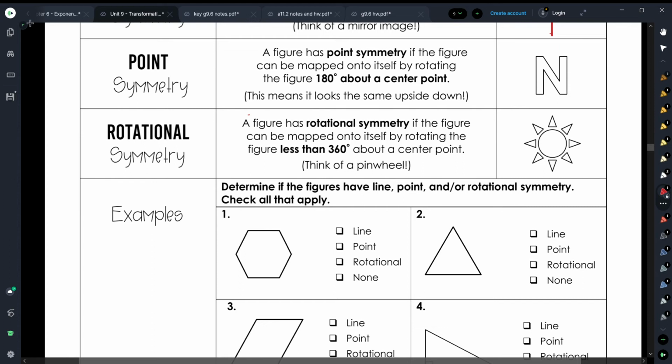Think of a square. If I rotate a square 90 degrees, it looks exactly the same. Any figure, whenever you rotate it 360 degrees, will look exactly the same because you've done a full rotation, so that doesn't count. That's what rotational symmetry is.